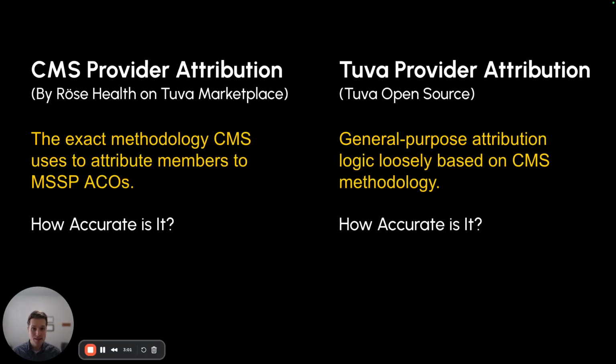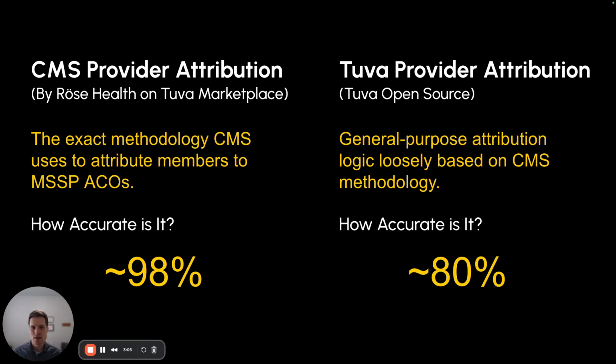So how accurate is it? It's up to roughly 98% for CMS Provider Attribution, and for Tuva Provider Attribution, it's around 80%. The reason for this difference is a couple of things. One being that Tuva Provider Attribution does not take into account outpatient claims. It doesn't do a pre-step. The 5 steps it uses aren't exactly one-to-one with the CMS Provider Attribution. And there are a couple other reasons besides that, but those are the high-level ones.